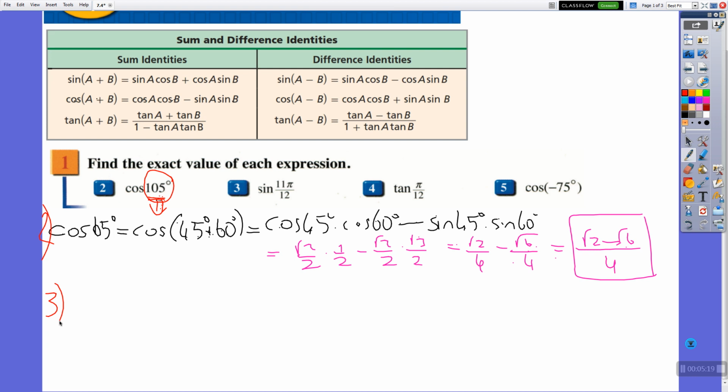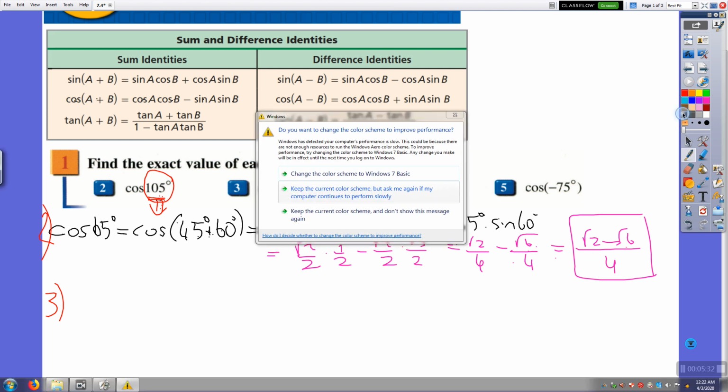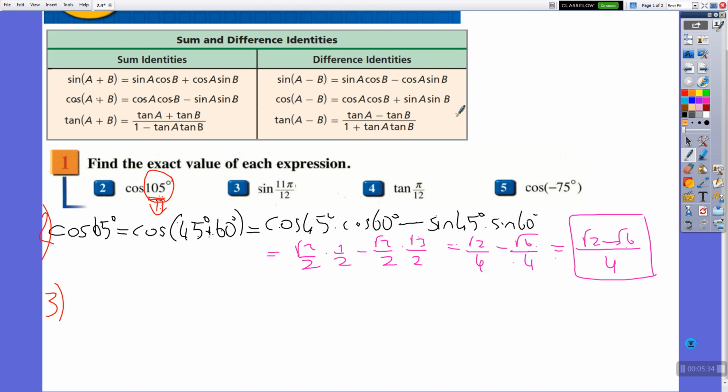Sine 11 pi over 12. So if you don't know what that means, you can write it in terms of degrees first. So 11 pi over 12 in terms of degrees. Multiply it by 180 divided by pi. So simplify it.